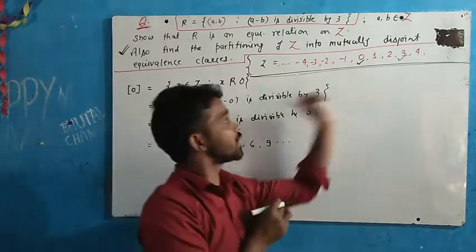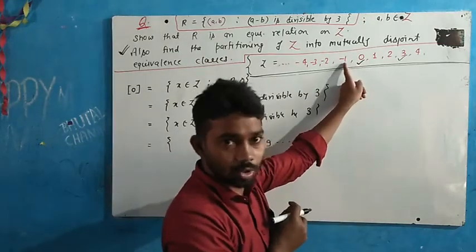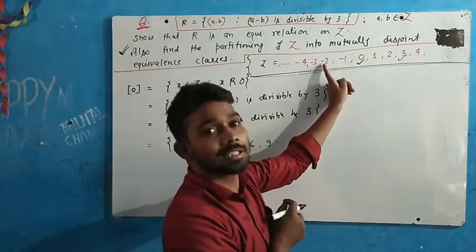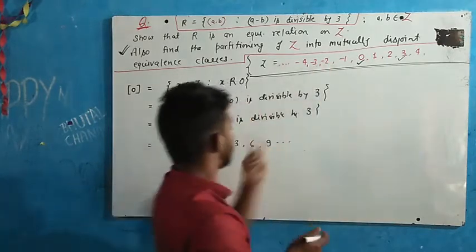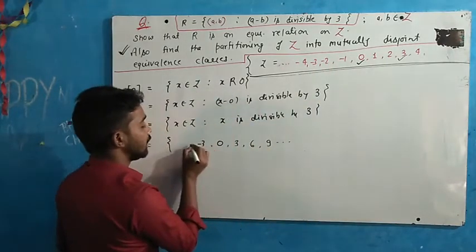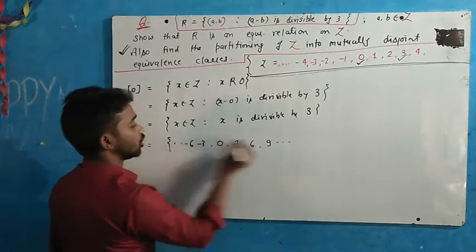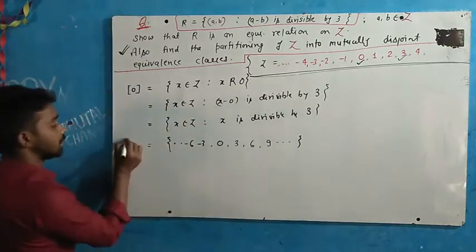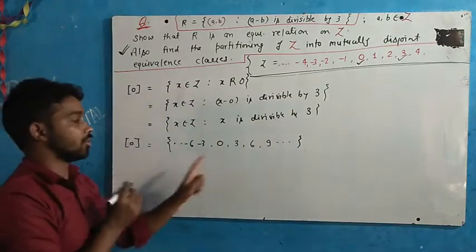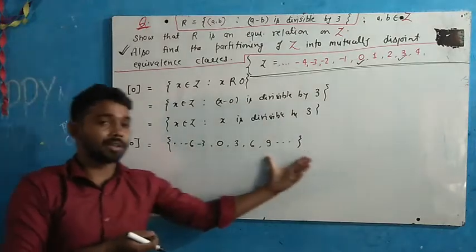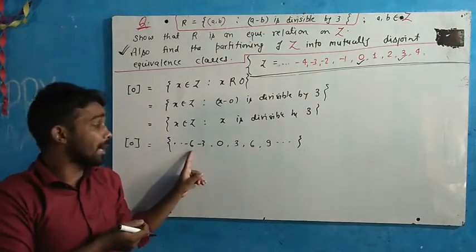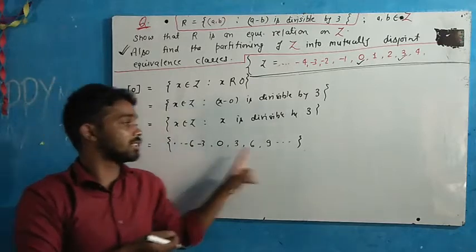Clear? And on the negative side, is minus 1 divisible by 3? No. Minus 2? No. Minus 3? Yes, of course, minus 3 is divisible by 3. So on this side, minus 3 and then minus 6, dot dot dot. Clear? So this is the equivalence class of 0, in which the elements are minus 6, minus 3, 0, 3, 6, 9.